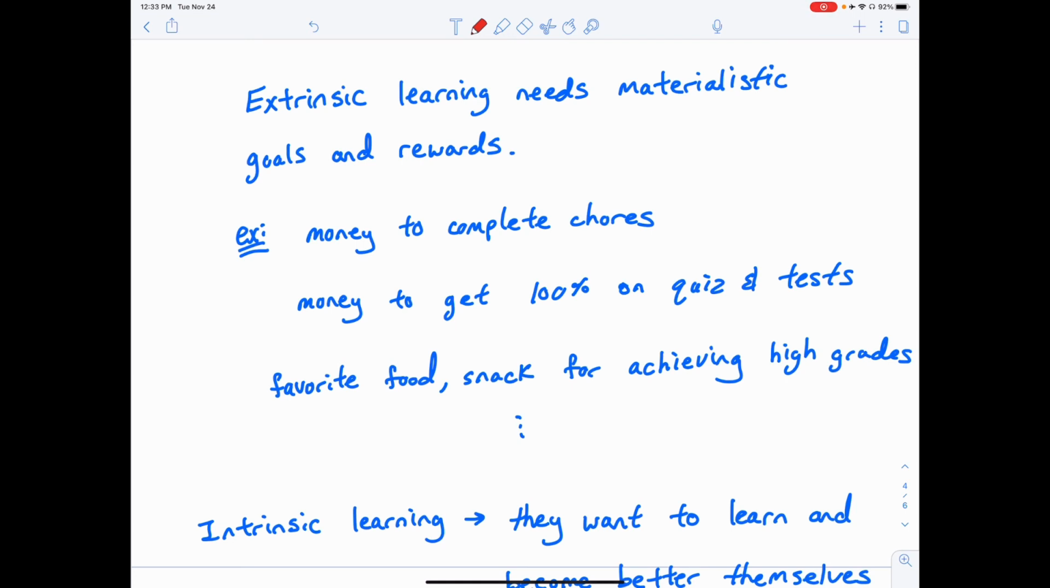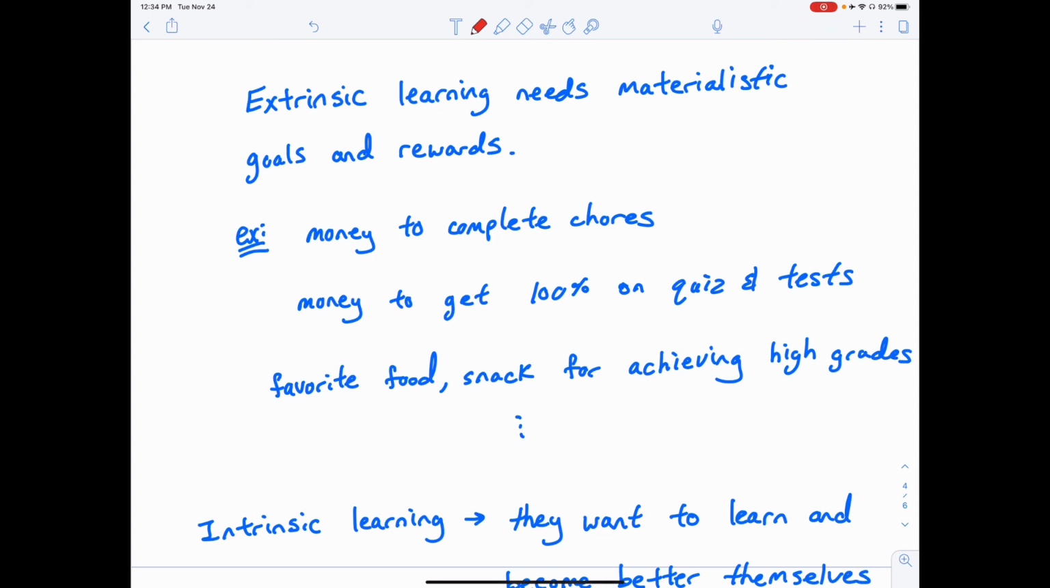For example, if they get 100% on a quiz or test, you'll give them $2 to $5 or $5 to $10, but it has to be 100%. Anything below, they cannot get the reward. This helps hold a standard and teach them how to study better in order to achieve that goal to gain that materialistic reward. You can also give them their favorite food or snack for achieving high grades. For example, an A is technically 86 and above. So if they get the A range, then you can reward them with their favorite snack or something that they like.